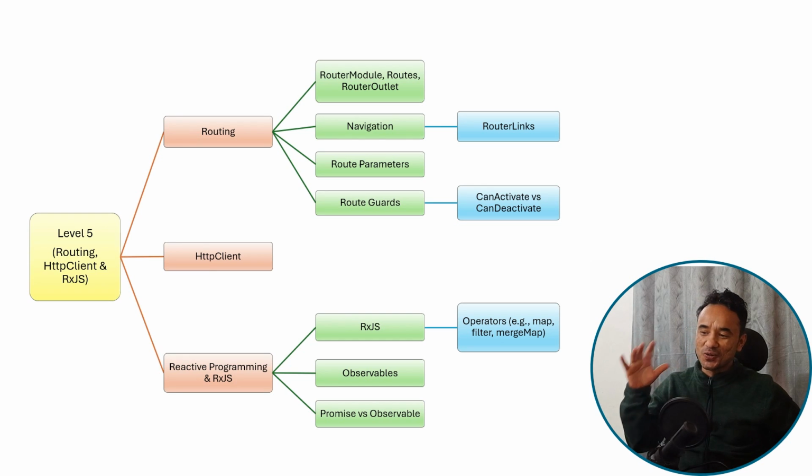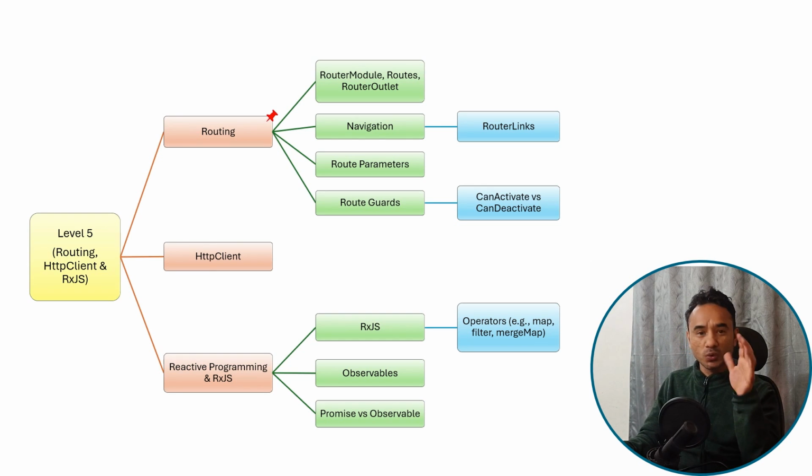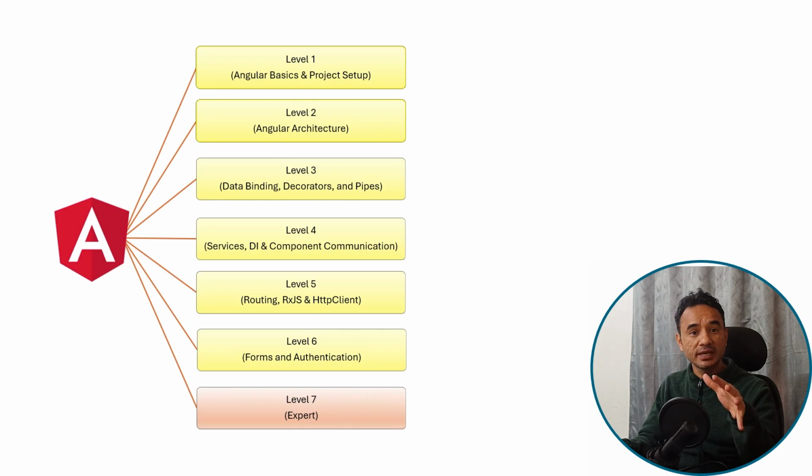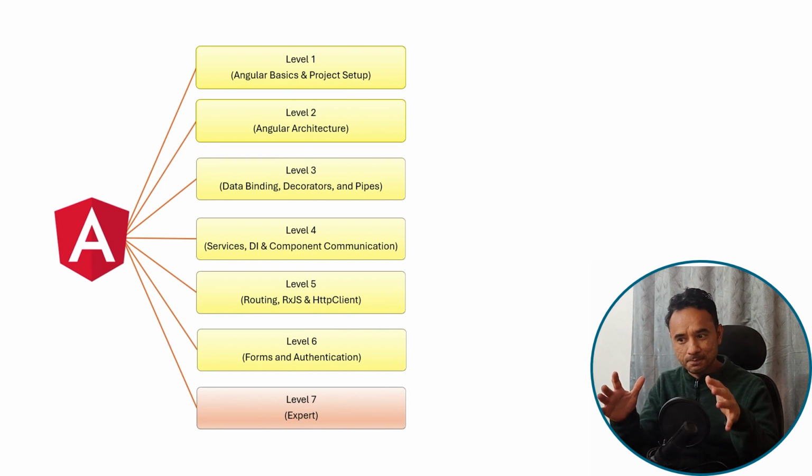Okay. Now from interview point of view, routing and observables are super important. Okay. Now let's go to level 6, which is forms and authentication.